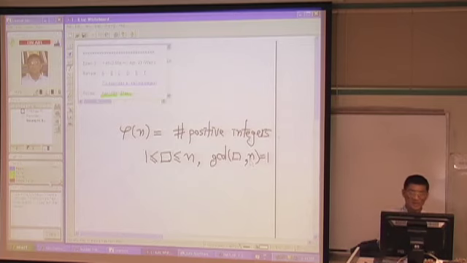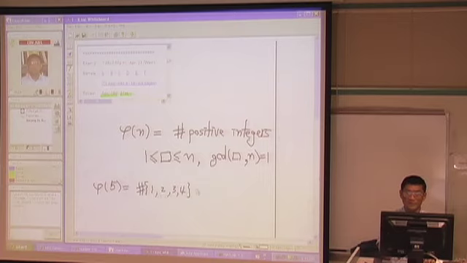So last time we calculated phi of many things. For instance, phi of 5 is the number of numbers satisfying the condition, and as you can see, 1 satisfies both conditions, 2 too, 3 too, 4, but not 5. So there are 4 numbers here, so the answer is 4.